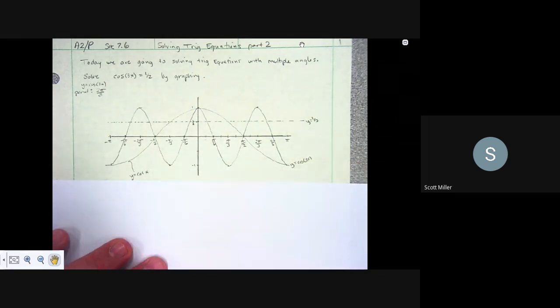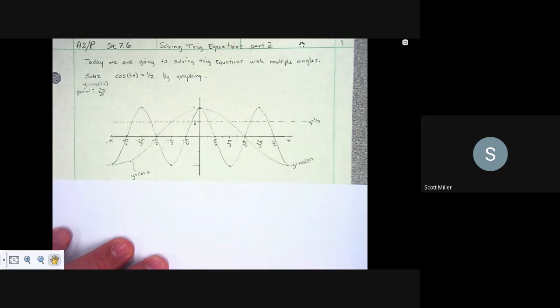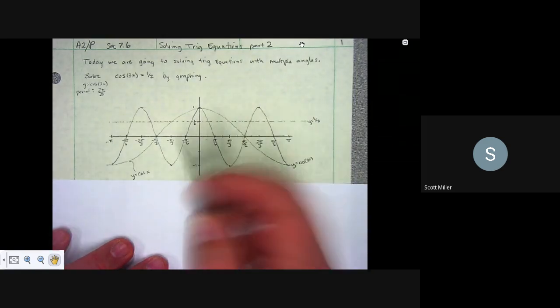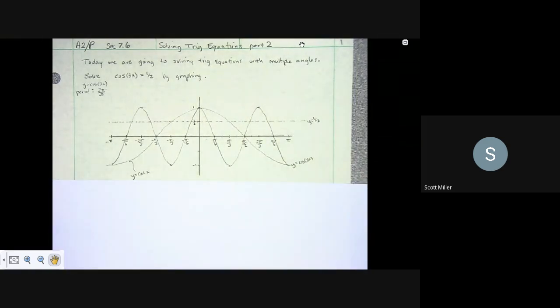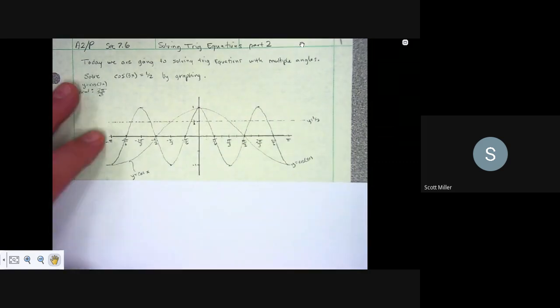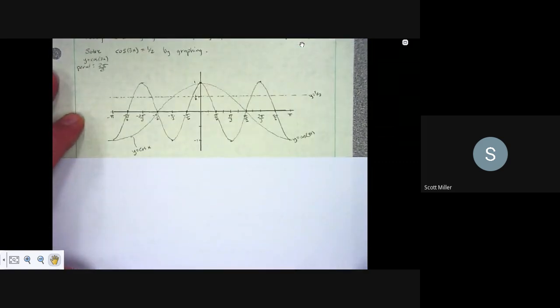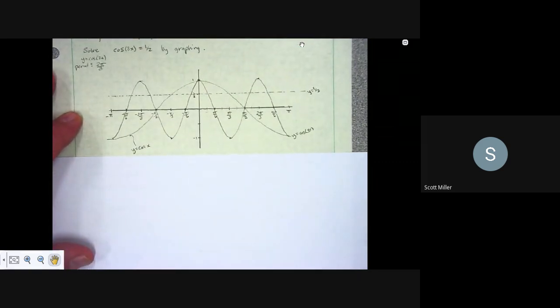So we need to be able to do this algebraically to get all these answers so that we don't miss any. We're going to use the same process that we used before. We're just going to do one slight variation to it to get the multiple angle involved. Okay, how do we find all these algebraically? So let's just go through this process. I'll do the problem with you here. And so let's do this example.